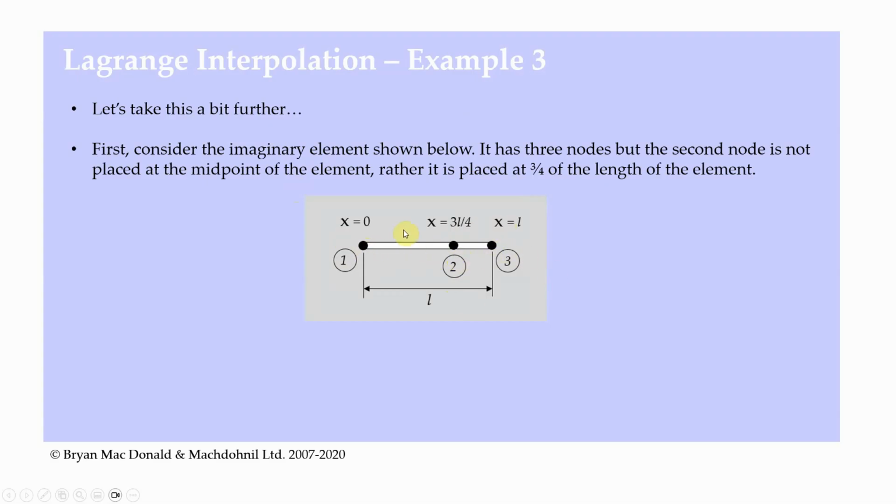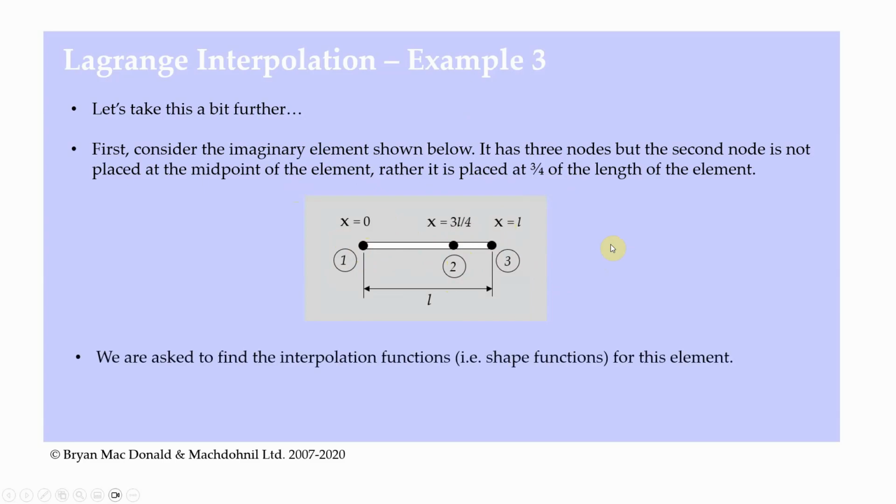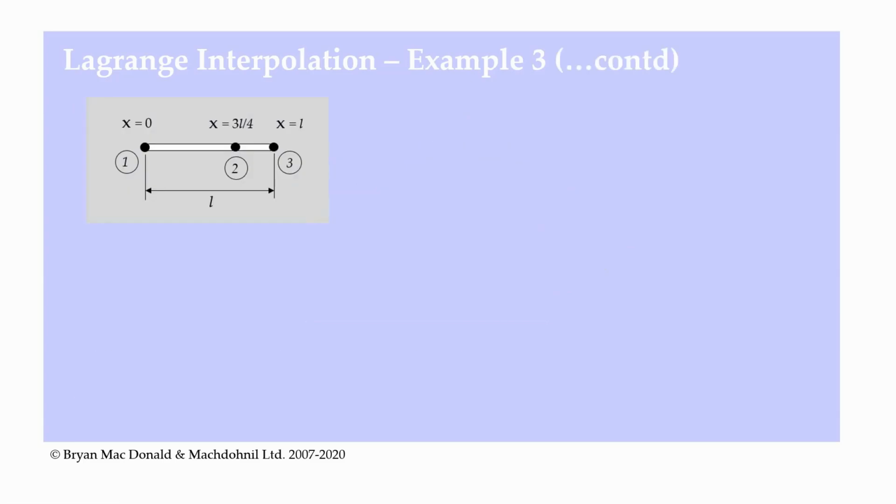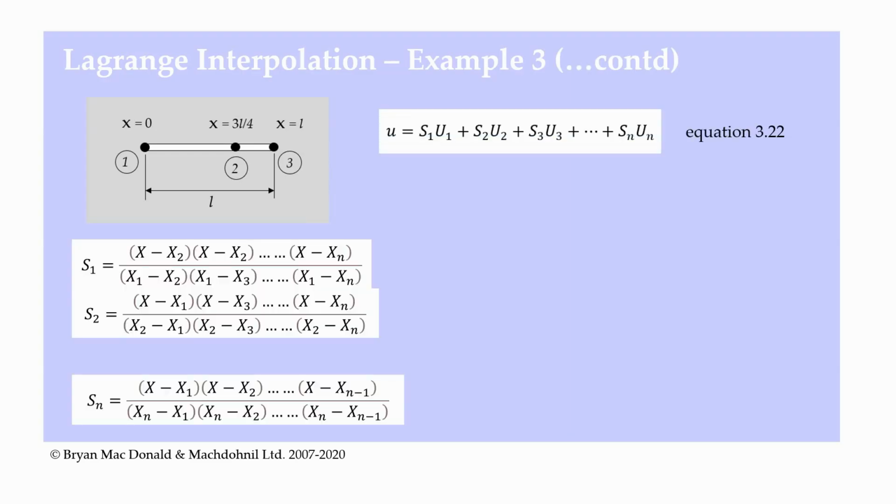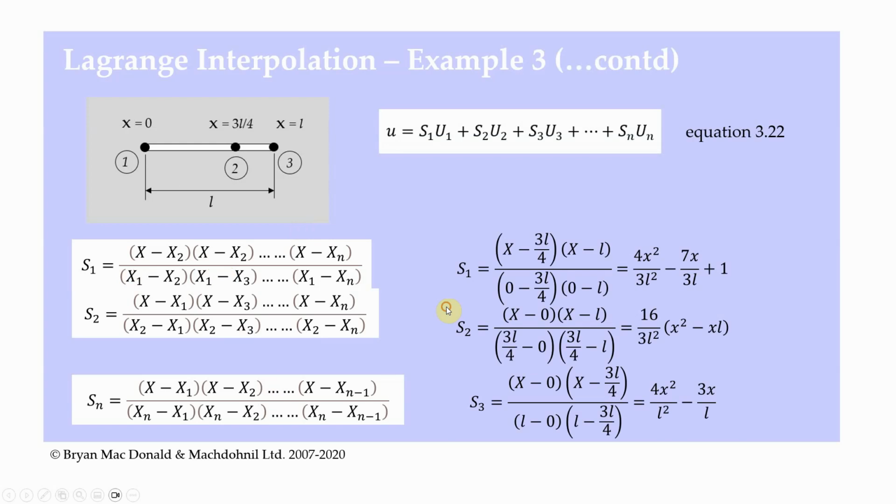Normally it would be quite difficult to derive the interpolation functions for this type of element, but using the Lagrange method, it's very, very simple. Again, we just put in our values. We're going to use equation 3.22, and here we are. We use our Lagrange functions again, and we find out that S1 is this, S2 is that, and S3 is that. So again, really, really simple. We just follow the pattern of the Lagrange shape functions.